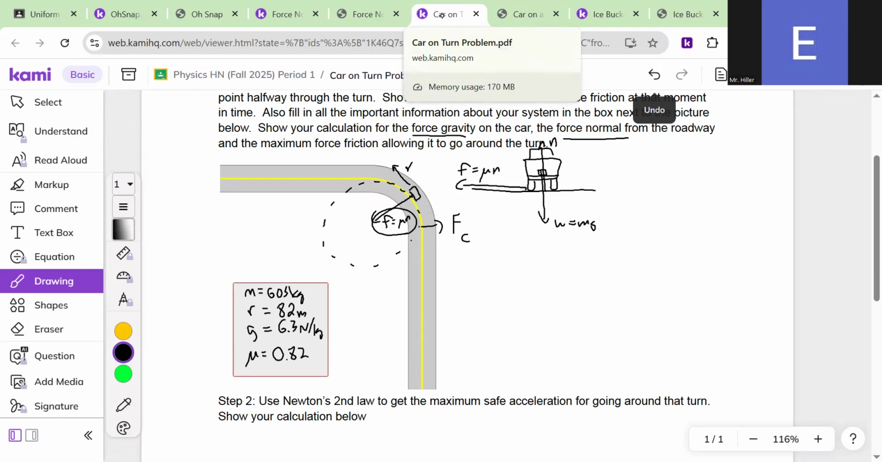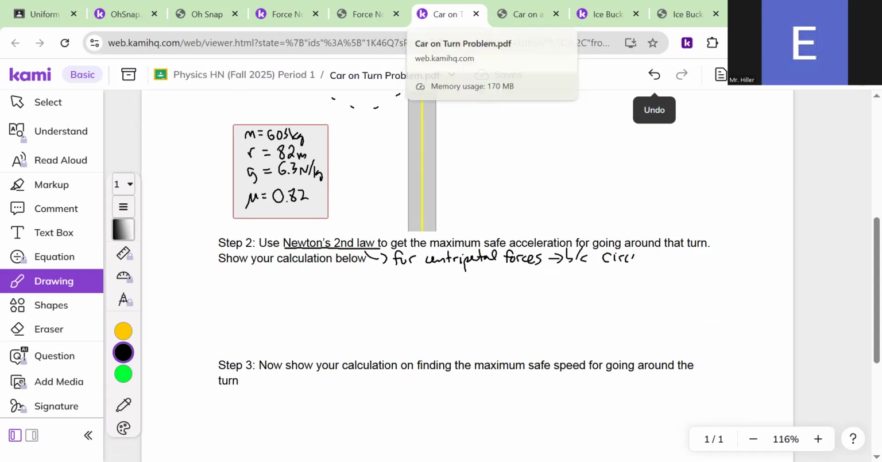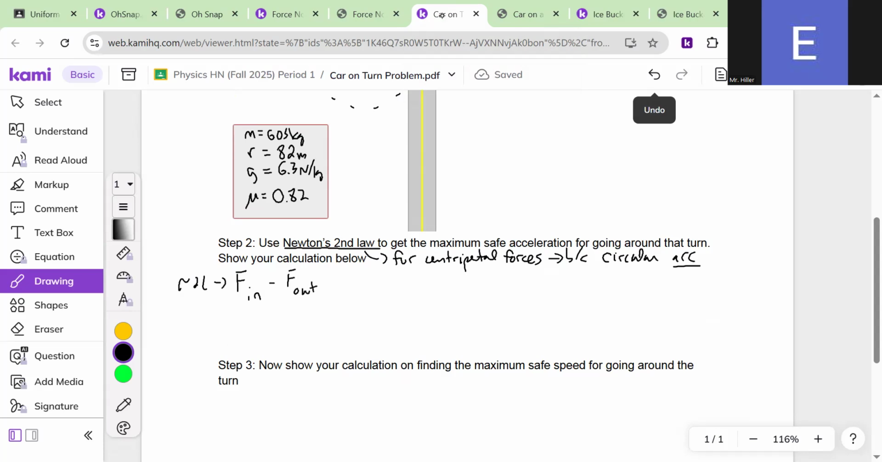Okay. All right. So it says use Newton's second law to get the maximum safe acceleration going around the turn. Well, if it's telling you to use Newton's second law, use Newton's second law for centripetal forces, right? Because you're accelerating in a circle. This is centripetal acceleration, not linear acceleration. So we'll go causing force, that would be forces pointing in, minus opposing forces, that would be forces pointing out, equal mv squared divided by r.